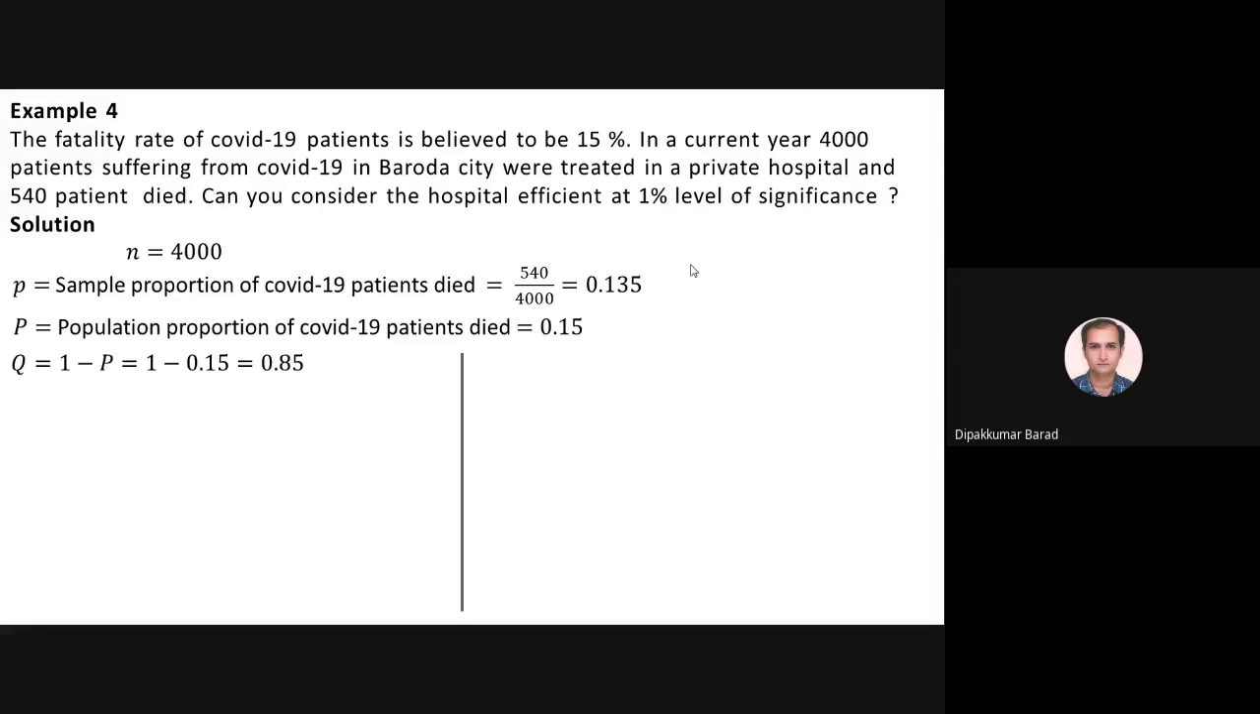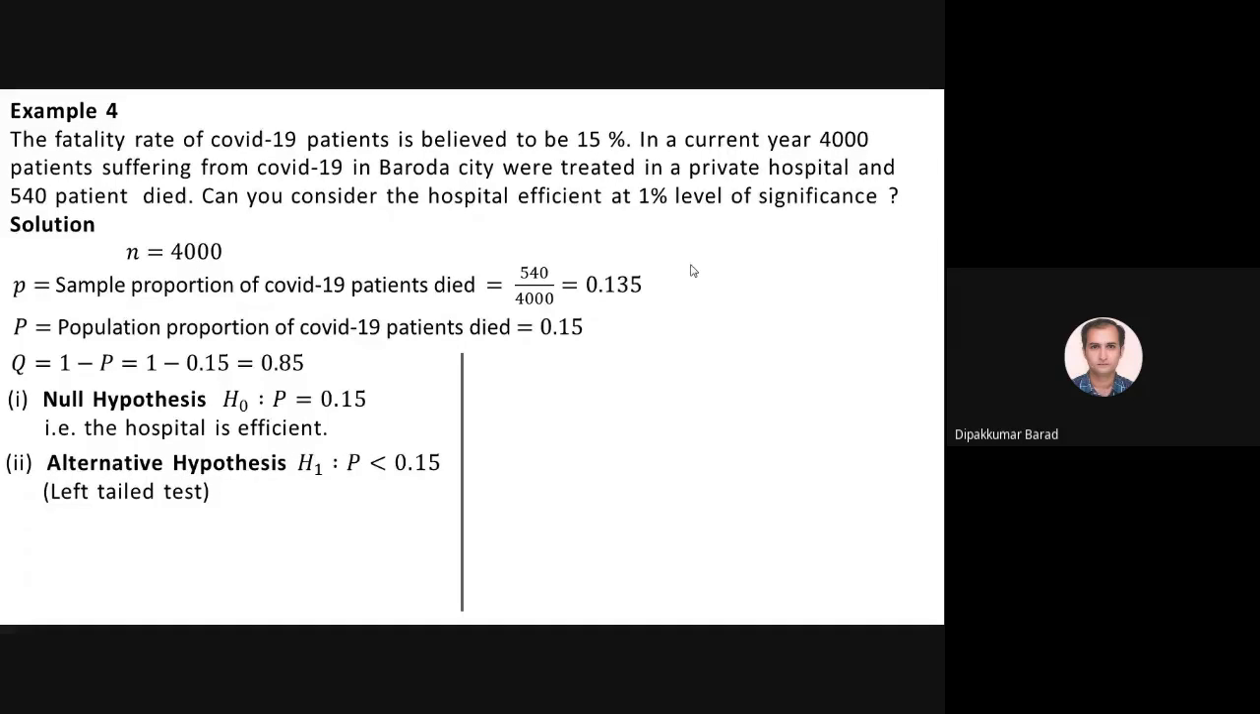Now the null hypothesis: P equal to P0, 0.15. That is, the hospital is efficient. And the alternative hypothesis: if P is less than 0.15, then the hospital is not efficient.